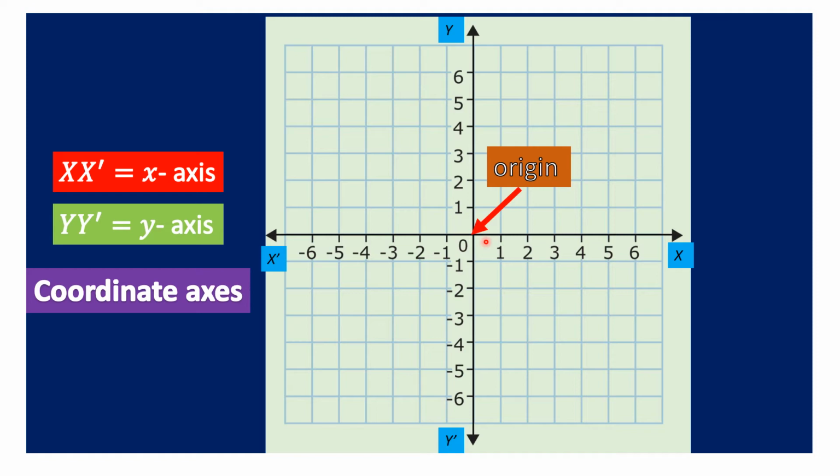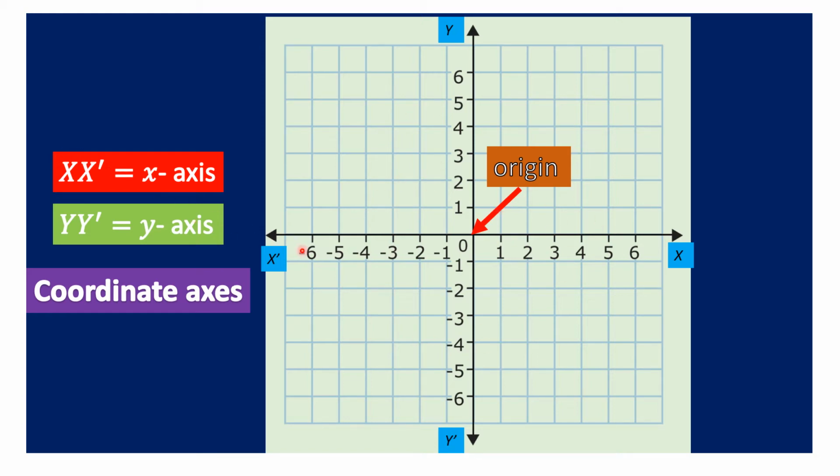Okay. So what is called the origin? The point at which the two number lines meet in a plane is called the origin of that plane. Okay, of that coordinate system. Okay. Now look at this.